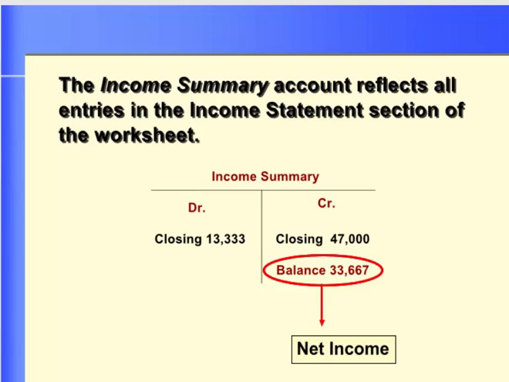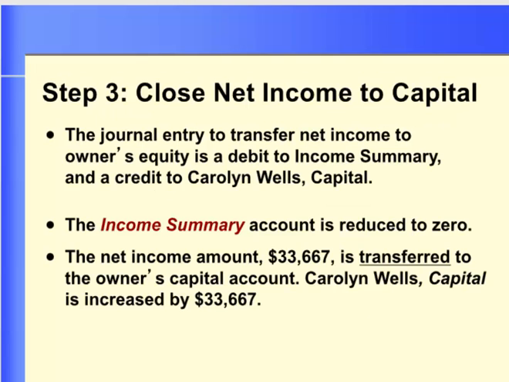After making the first 2 closing entries, income summary has a balance of $33,667. This is the difference between the revenues and the expenses, or net income. This amount will be transferred to the capital account of the owner. Our third closing entry transfers net income to Carolyn Wells Capital.